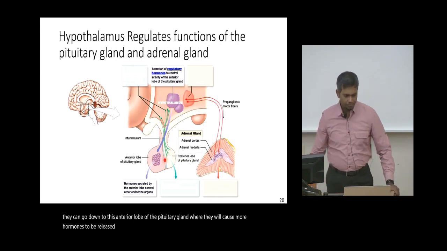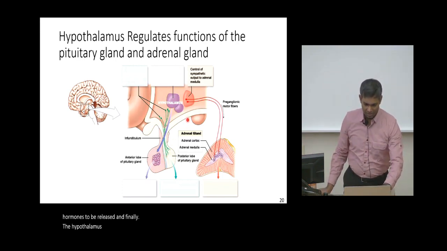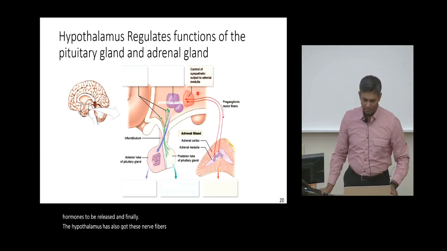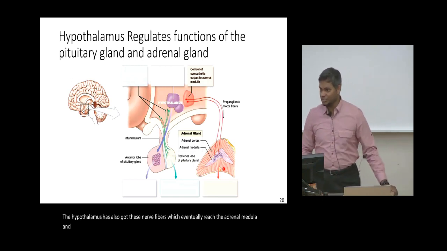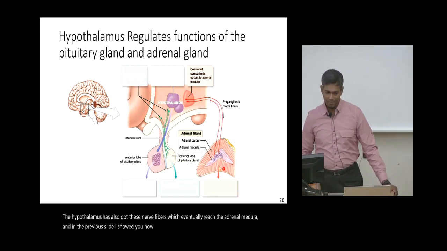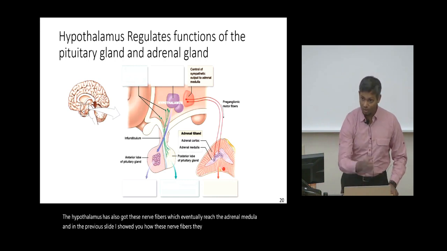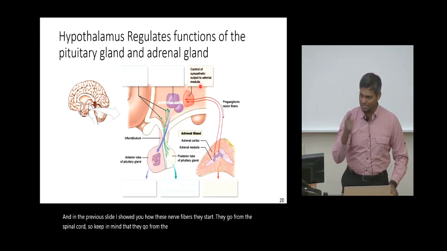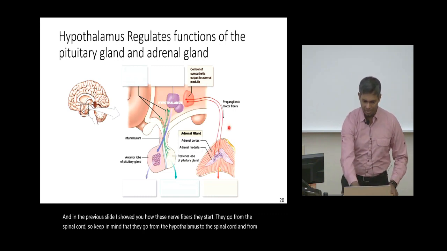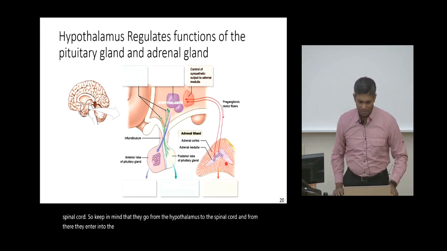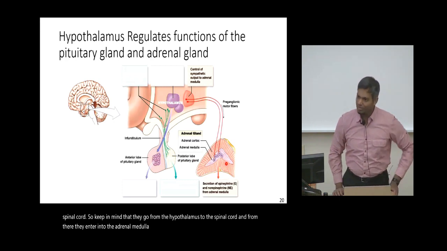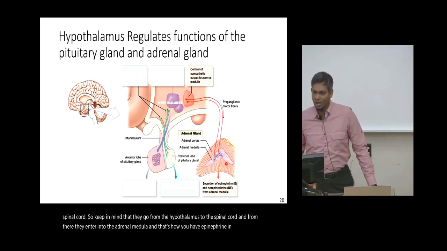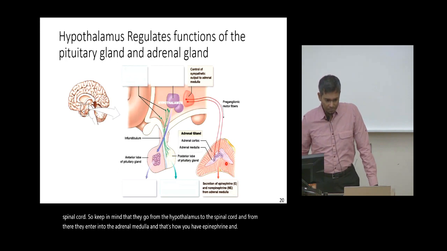And finally, the hypothalamus has also got these nerve fibers which eventually reach the adrenal medulla. And in the previous slide, I showed you how these nerve fibers go from the spinal cord. So keep in mind that they go from the hypothalamus down to the spinal cord, and from there they enter into the adrenal medulla. And that's how you have epinephrine and norepinephrine being released as well.